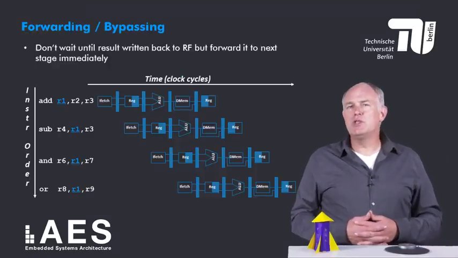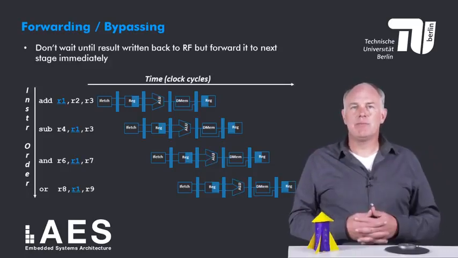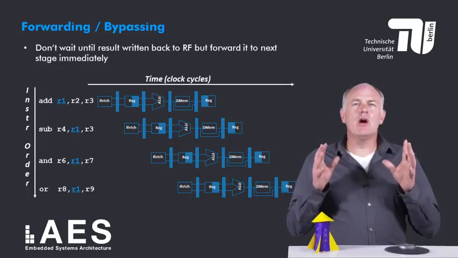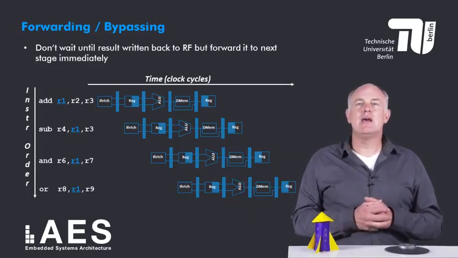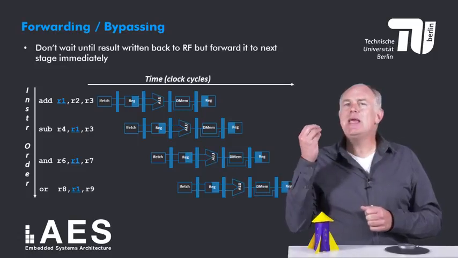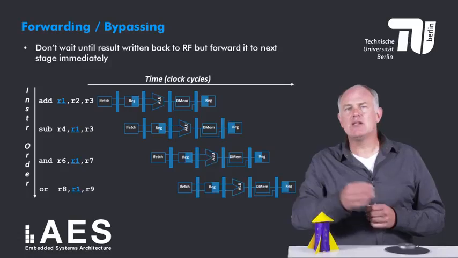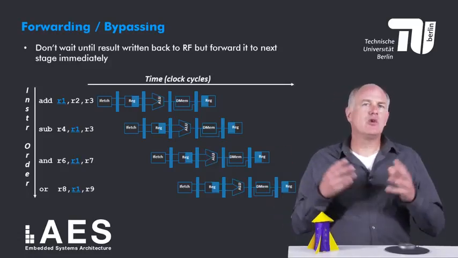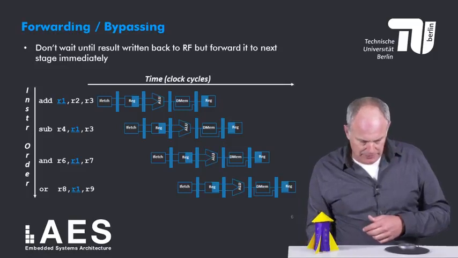An often used solution for data hazards is called forwarding or bypassing. It means that we do not wait for the result to be written back to the register file before using it, but instead we use it immediately by forwarding the result from one pipeline stage to the next. To explain how it works, let's consider the same example as before.